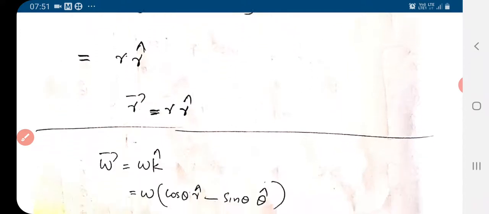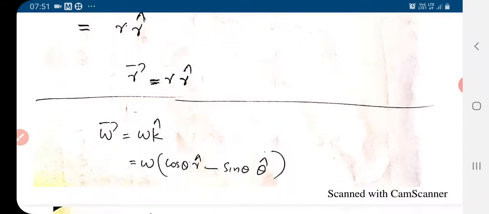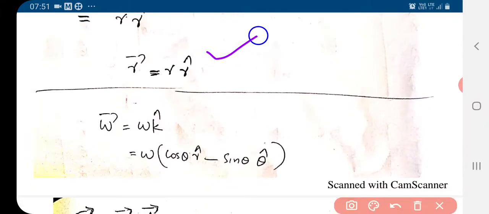Now, we have got vector r in spherical polar coordinate system, and we have got omega. We know omega is along the z axis.